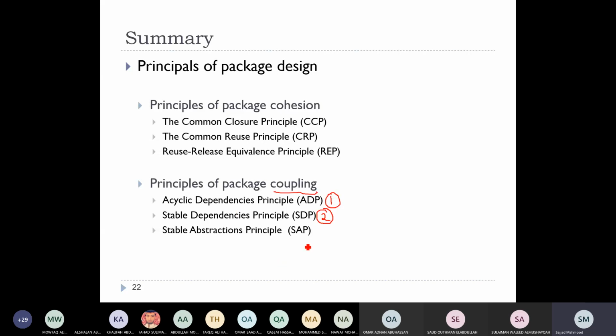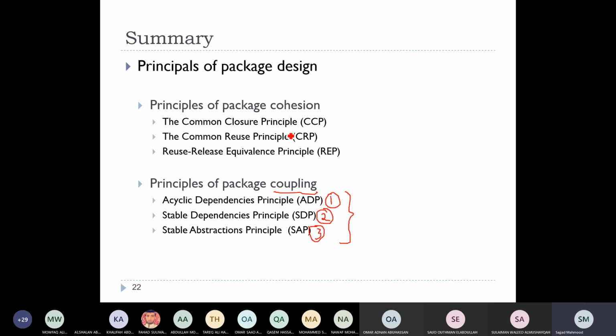And to help you achieve this, you can also follow the stable abstraction principle, which says that packages which are more stable should have more abstract classes in them. By applying these three rules, or these three principles, you will achieve a target for your package coupling.